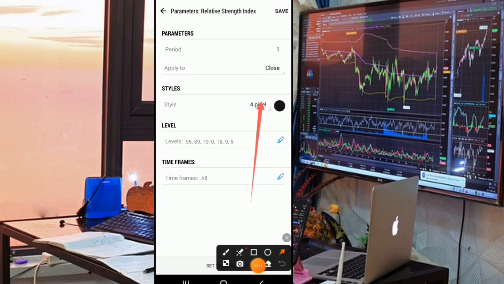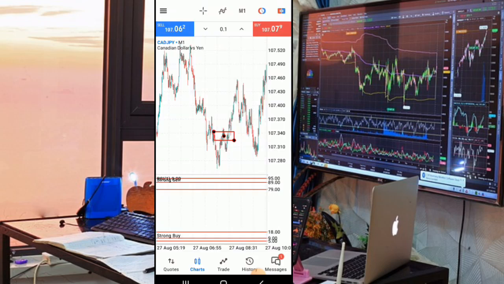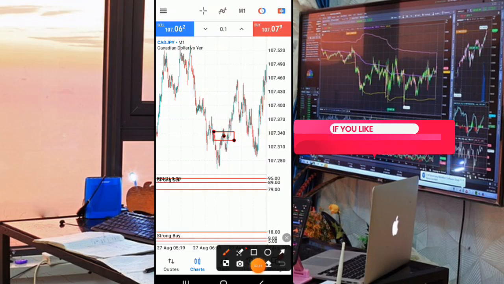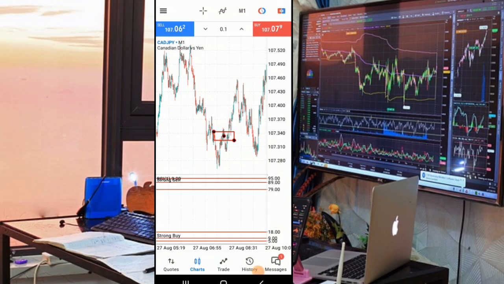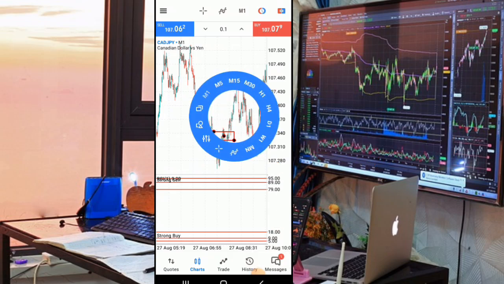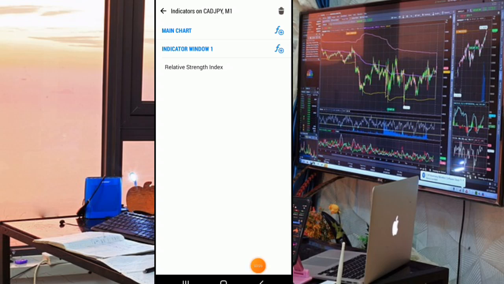Please don't forget this one, very much important. Just click save over there. After that, we now have the relative strength index. Maybe you check on the chart, you see now we do have our RSI over here. So now let's go back. Remember, you just click on the chart, and then you come to this place, click that function, and then you're going to get the indicators.